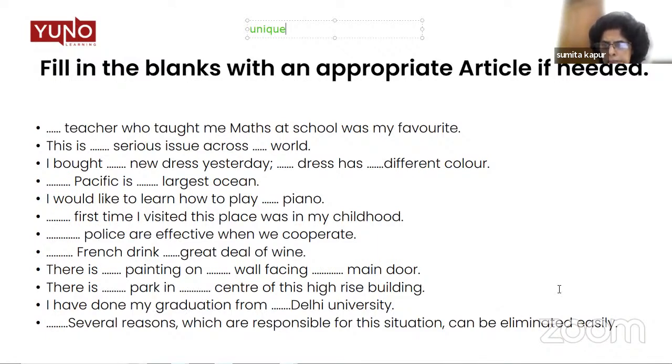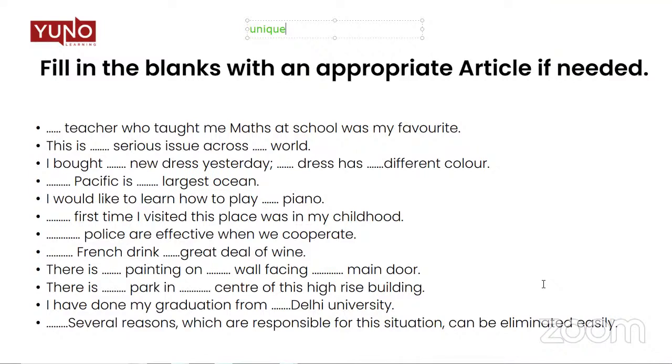Okay. The next name I can see on my screen is Karan. Karan, are you there? Yes, ma'am. Yes, Karan, would you like to try the next one, please? I bought a new dress yesterday. The dress has a different color. See, all your three blanks are correct. Can you give me the explanation? Why "a dress," "the dress," and "a different color"? Can you give me the logic?